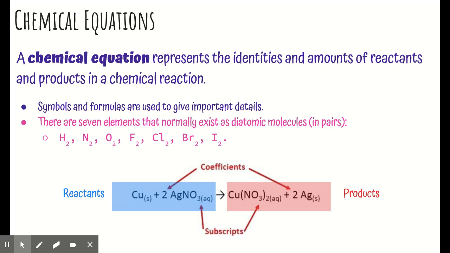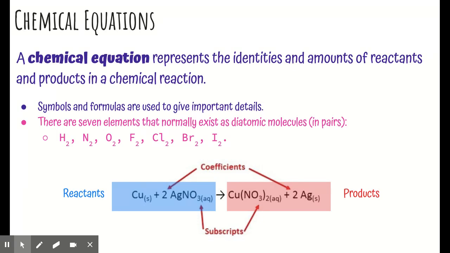So there's kind of a lot going on here. We've looked at coefficients a lot. Okay, so the big numbers in the front, like we've seen that before. We're going to be adding them in using balancing, and I know you guys have some experience with this from physical science. So we'll see if you guys remember all of that, or how much experience you had with it, depending on your teacher.